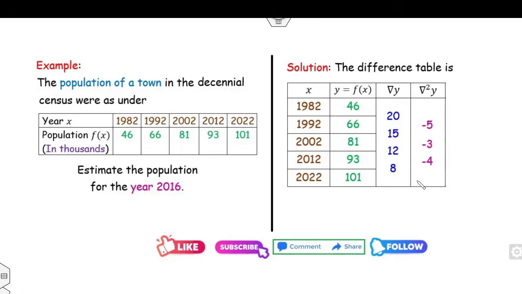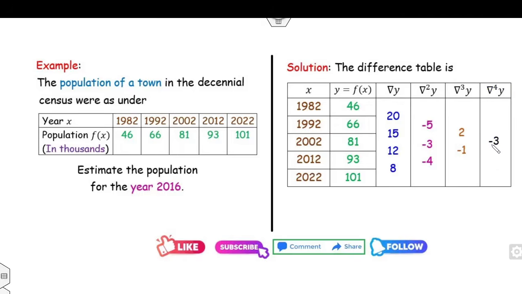Again, you can see they are not the same. Then I can compute the del cube y. What is that answer? It is my 2. This answer is minus 1. Again, you can see they are not the same. Then I can compute the del 4 of y. That will be my minus 3.